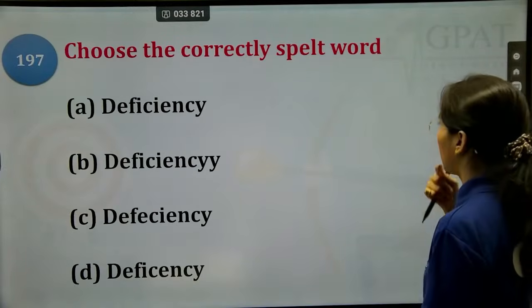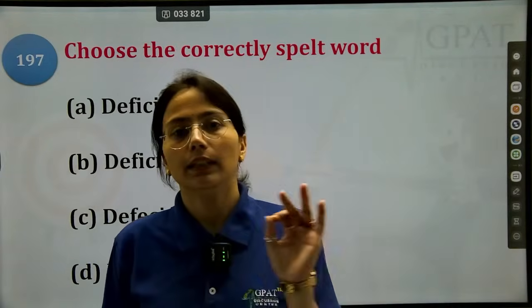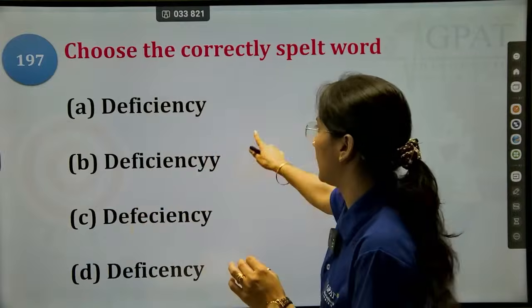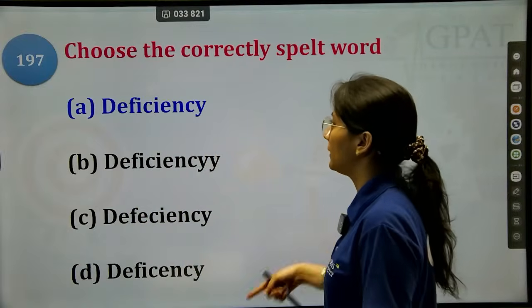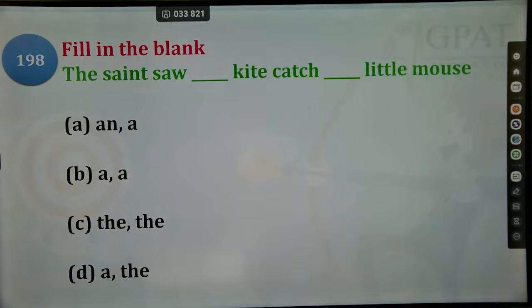Next, choose the correct spelling. Deficiency. So the correct answer is A. Option A is correct.